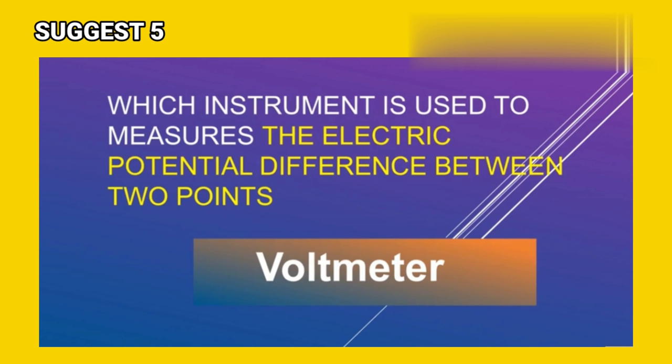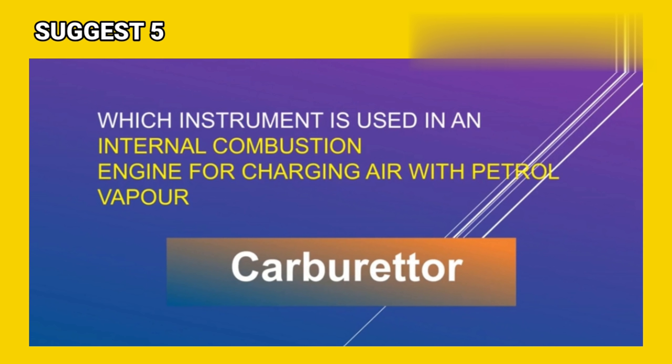Answer, voltmeter. I repeat, which instrument is used to measure the electric potential difference between two points? Answer, voltmeter. Which instrument is used in an internal combustion engine for charging air with petrol vapor? Answer, carburetor. I repeat, which instrument is used in an internal combustion engine for charging air with petrol vapor? Answer, carburetor.